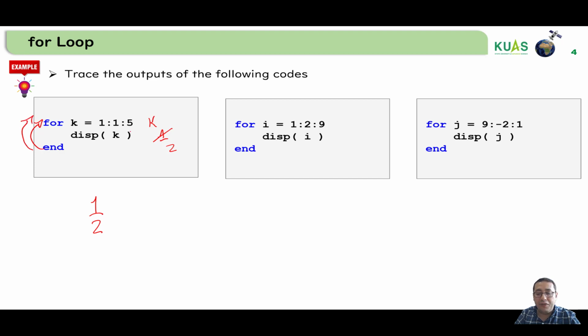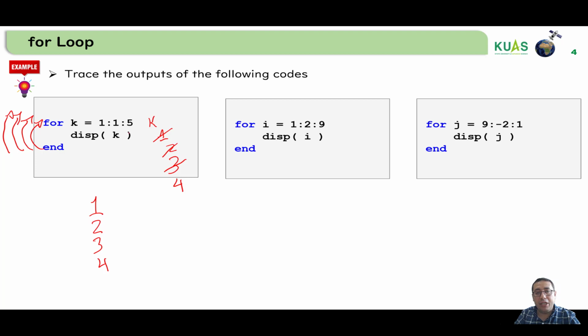So the k value will increase by the spacing, it will be 3. So we will print 3. And then go again to the k. So k will increase by 1, it will be 4. And display k, it will be 4. And then go to the next iteration.